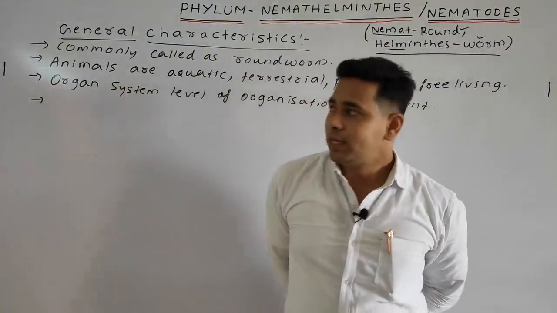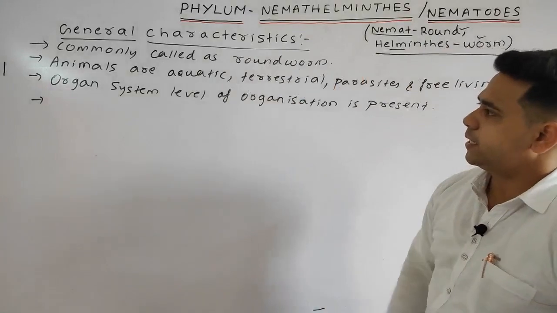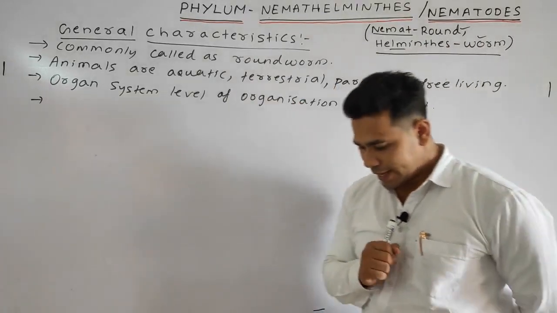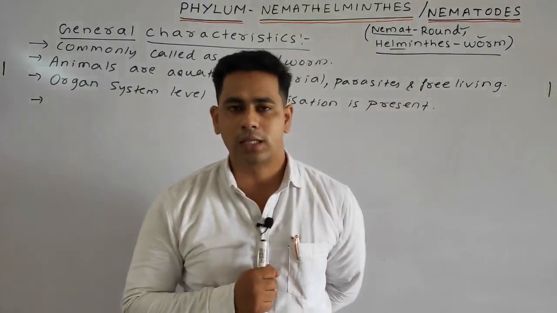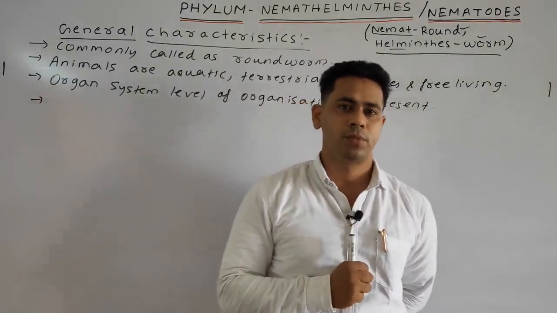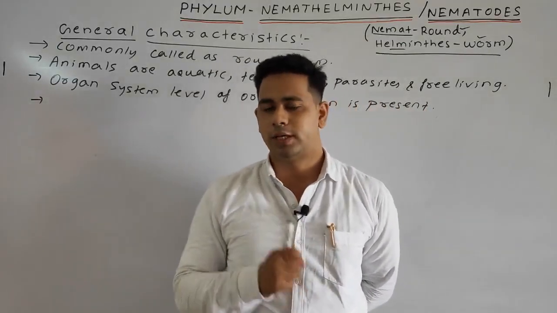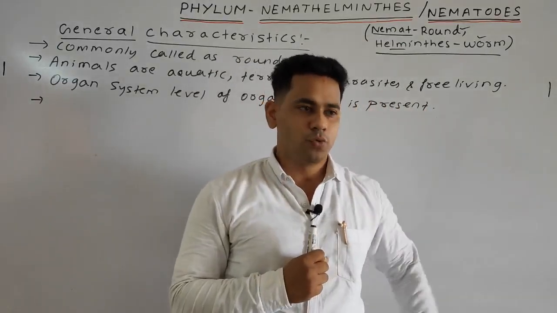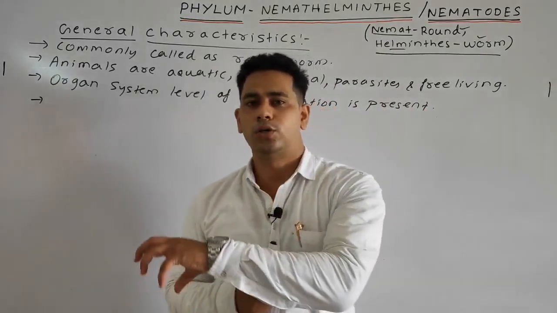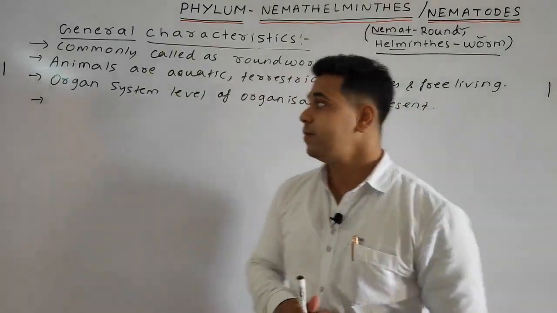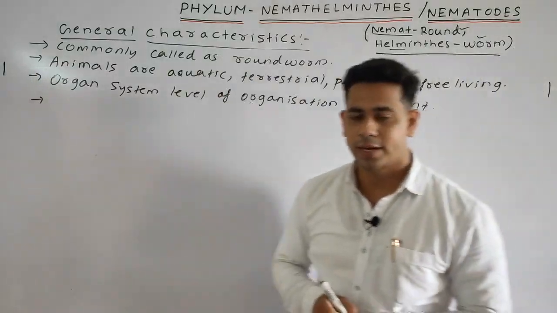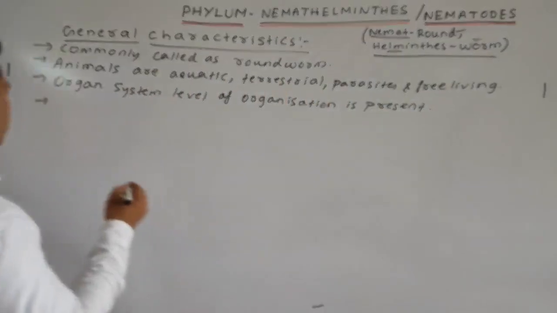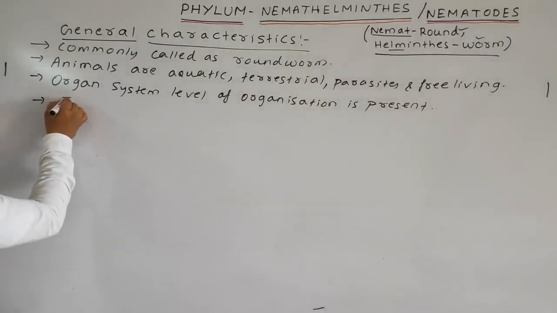Next, students, in the case of the Nemathelminthes, one important characteristic feature is that they are generally pseudocoelomate. If a 0-1 mark objective question comes, which phylum belongs to the pseudocoelomate, then our answer will be the Nemathelminthes. So we can also write the main characteristic is these are generally pseudocoelomate.